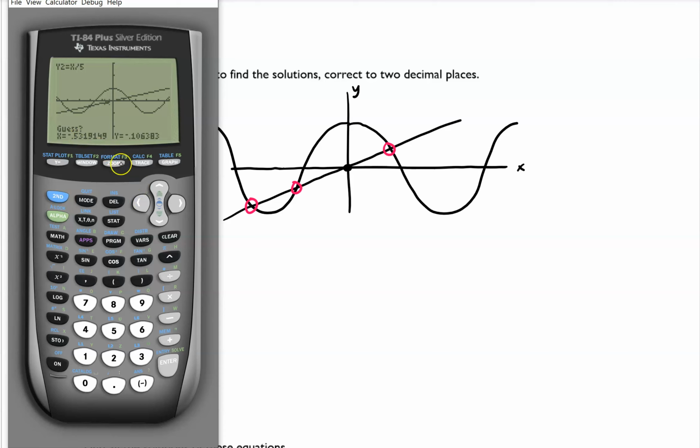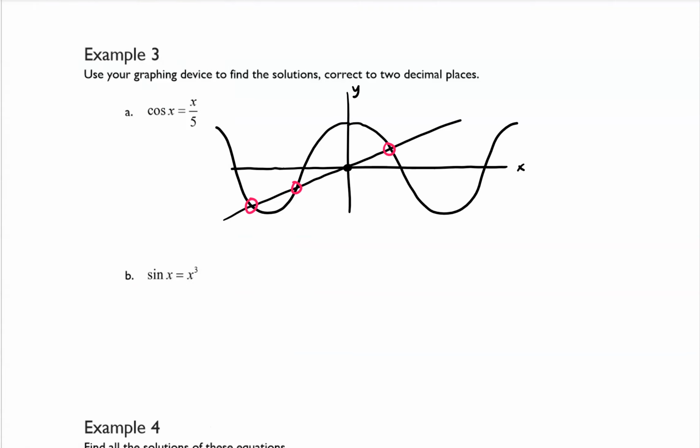And then the third question says guess, and so you want to move by using the left and right arrow, you want to try to get a little bit close to the point of intersection. And then once you get kind of close, you can hit enter and it will give you the point of intersection. So we are only concerned with the x value in this case. So the x value for this point here is negative 3.84 since we're solving specifically for x. So one of our solutions is going to be negative 3.84.